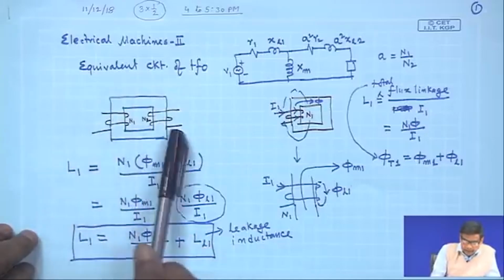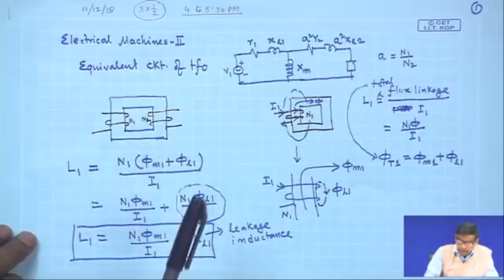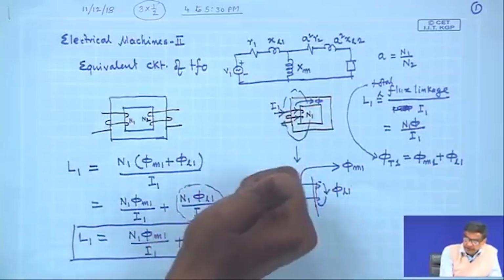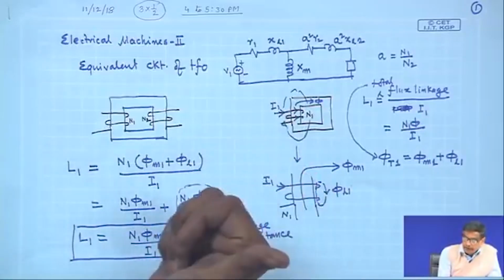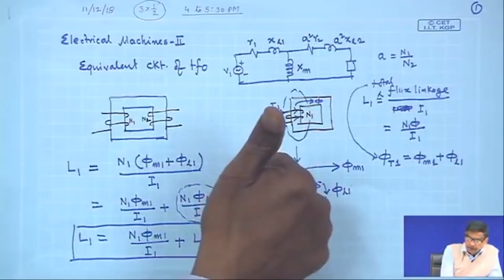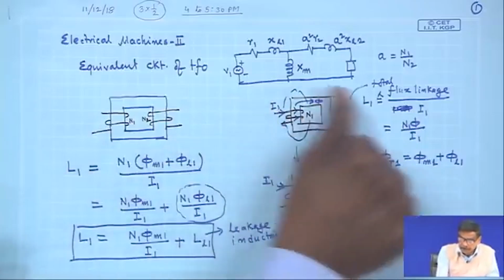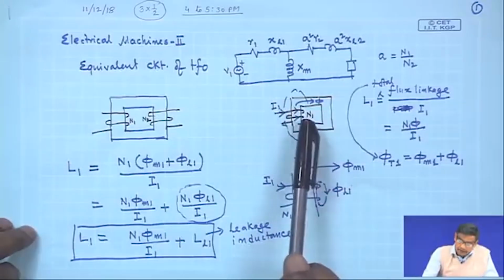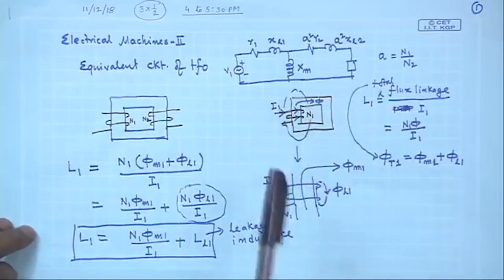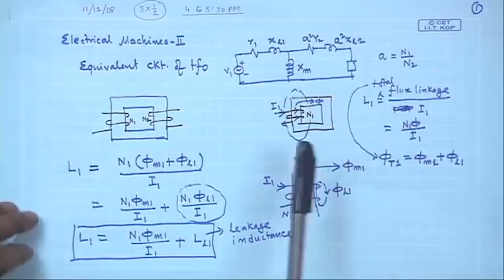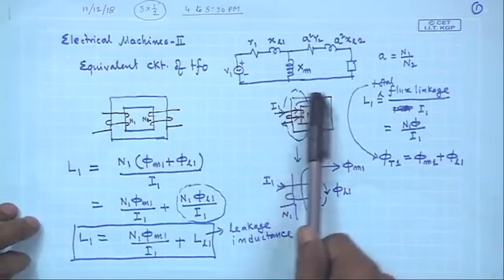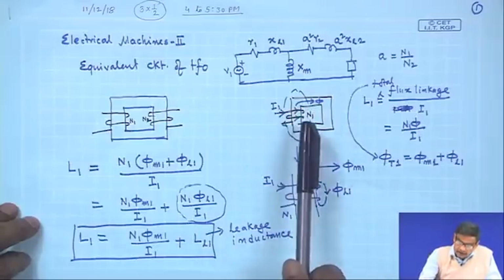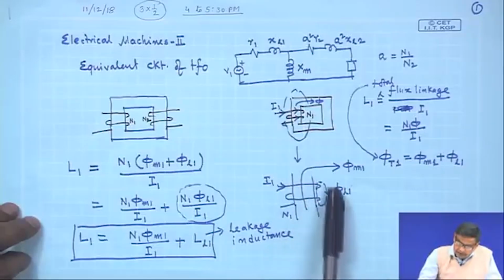So, these are two coupled coils having turns N1 and N2, and when you pass some current through the coil, it produces flux. The direction of the flux can be obtained by wrapping your fingers along the flow of the current, and the thumb will give you the direction of the flux, phi. When you pass current through a single coil, it produces flux which can be broken up into two parts. One is the flux component which is confined to the core, that I call mutual flux, and the other is the leakage flux, phi L1.